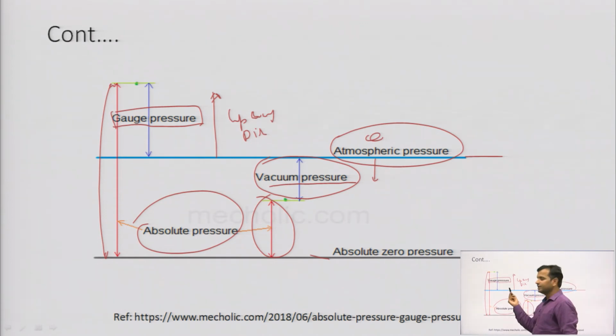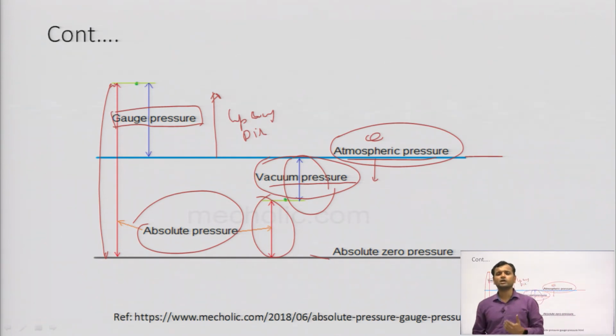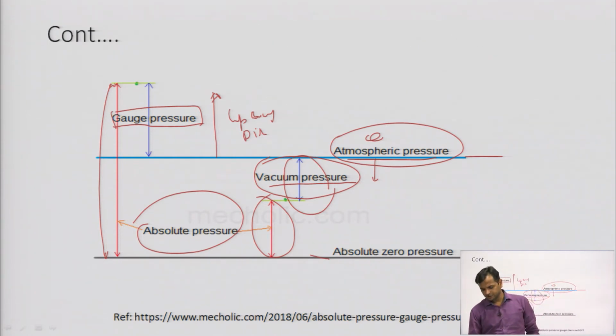One is measured in the upward direction with respect to the atmospheric pressure, and one is measured in the downward direction with respect to the atmospheric pressure. So, the pressure which is measured with respect to the atmospheric pressure in the downward direction is called a vacuum pressure, and the other one, when it is measured in the upward direction, is called a gauge pressure.